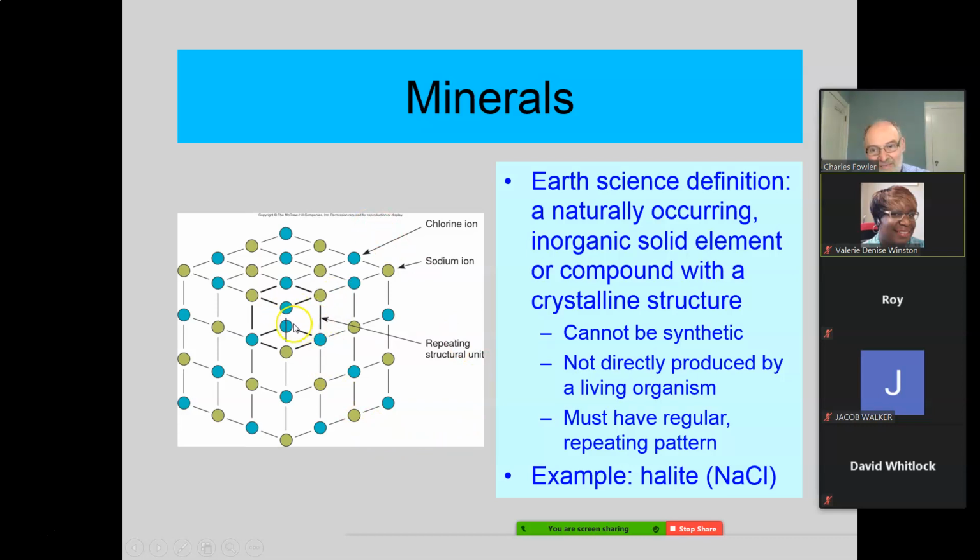This one right down here. They show that as a chloride. That's not a chloride ion. That's a sodium ion because it's connected to other chloride ions. It can't be. That has to be a sodium. So they got the coloring wrong here.